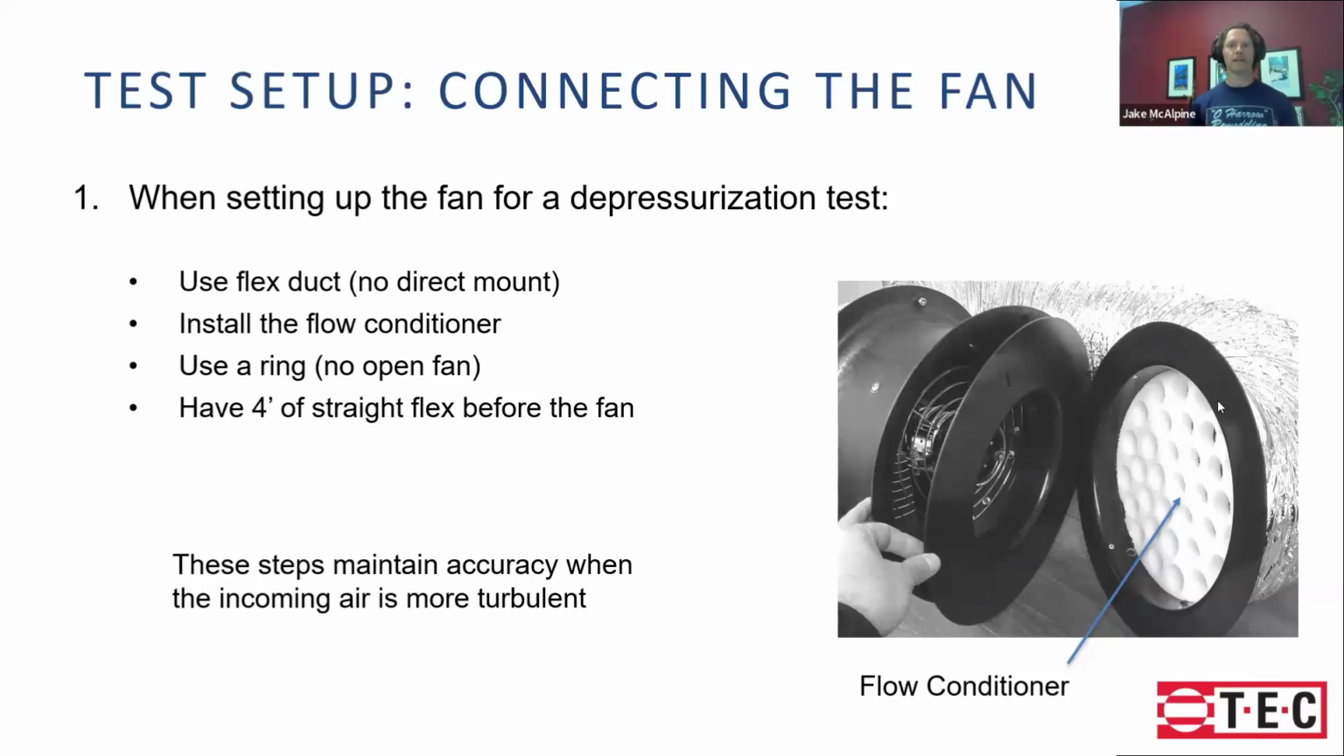When you're using the flex duct, we have this flow conditioner that we show in the image here that helps straighten out the air right before it hits the flow sensor in the fan. We have you use at least one ring. The open fan setting pulls so much air. It's a very powerful fan. It makes it very turbulent, so we say at least use one ring. And if you can get 4 feet of flex duct, that helps as well. So straight flex as it comes into the fan. So when you're choosing to do depressurization, it works just fine. You have 4 extra steps to think about to make sure that you maintain your accuracy.